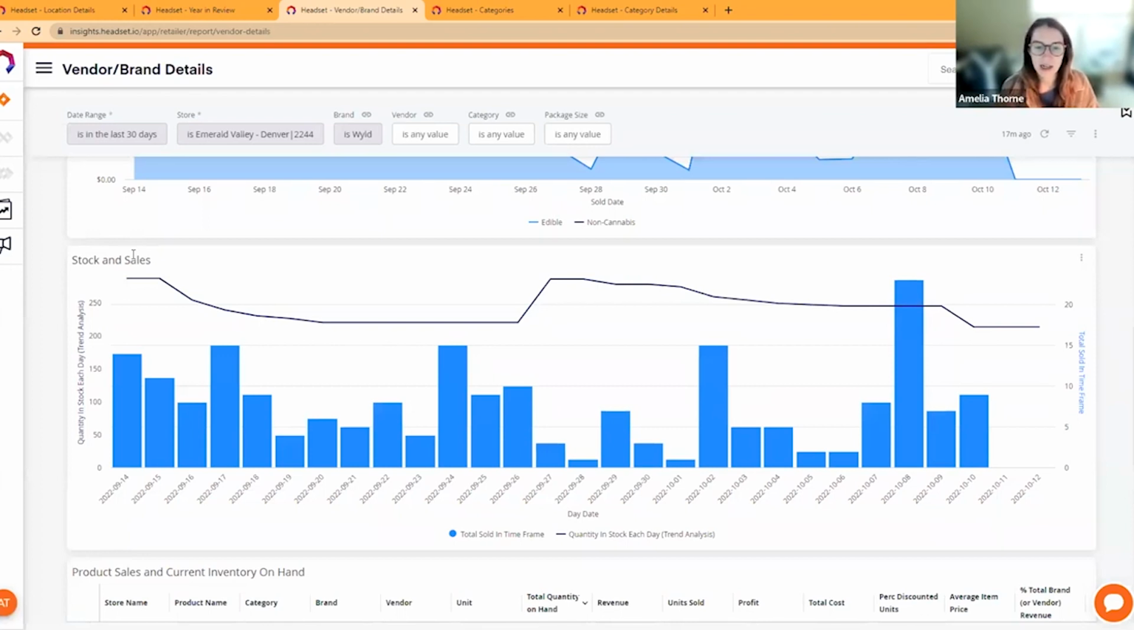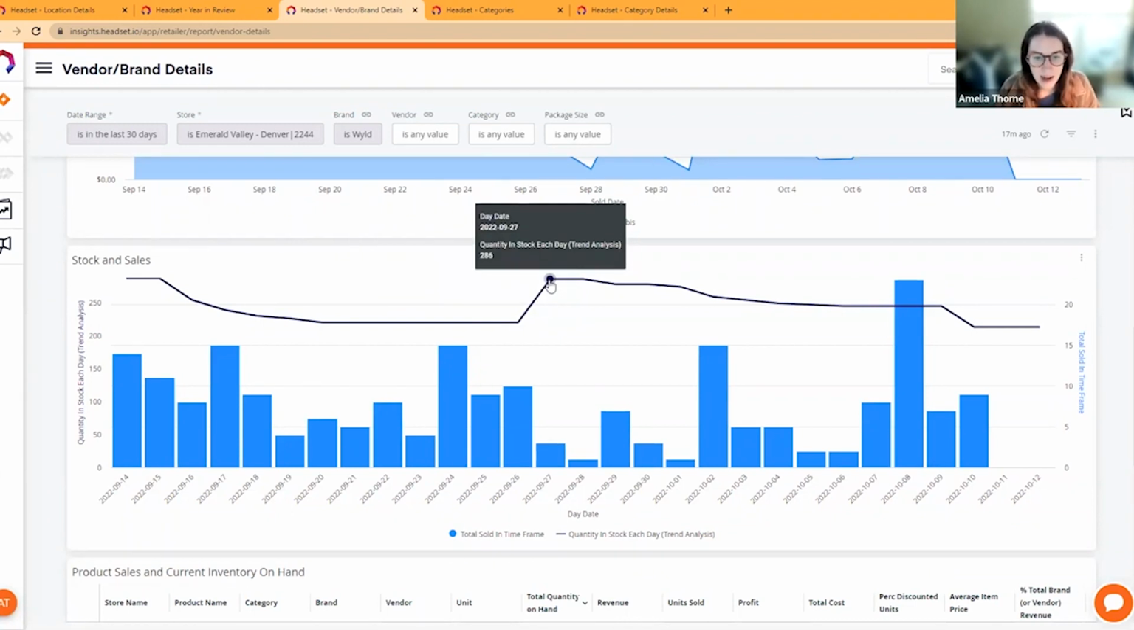We can also see that in inventory coverage, but we can't exactly see when we restocked the brand as a whole. So this dark blue line represents the quantity in stock each day, and the light blue bars represent total sold on those days. So the more we sell, of course, the lower the dark blue line is going to get. And then we can see some peaks in these lines usually, which means that we restocked. So we went from 220 to 286.